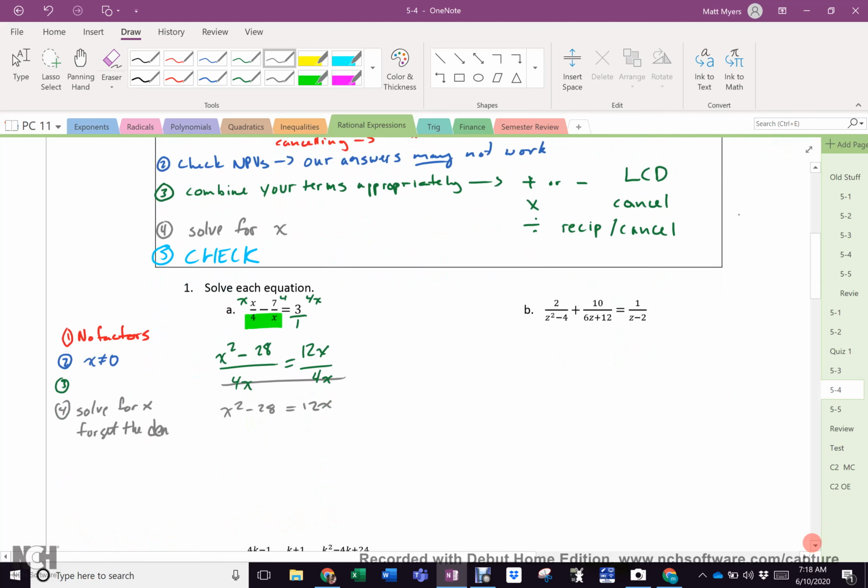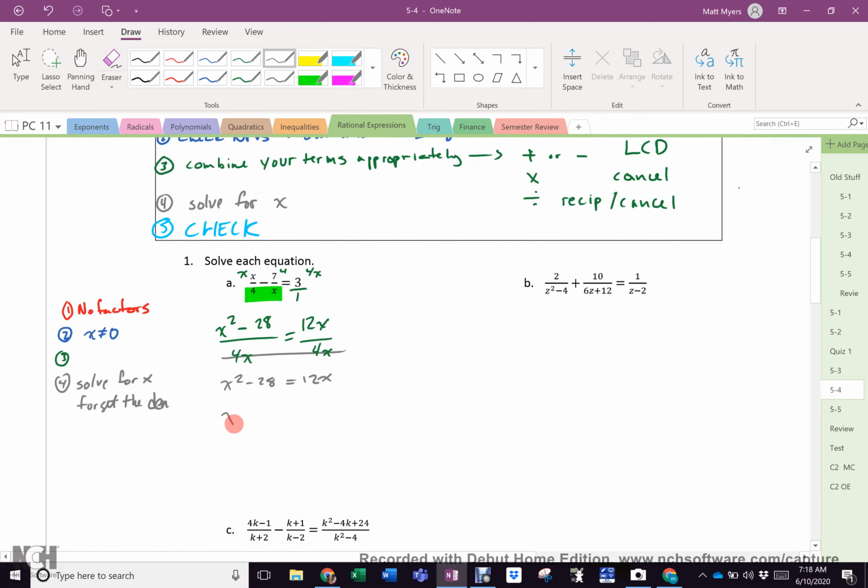Now you know how to solve these. X squared, bring that over. Minus 12x minus 28 equals 0. You know how to solve that. You factor it. X plus 2, x minus 14 equals 0. So x has to equal negative 2 and positive 14. And you can check it if you want.